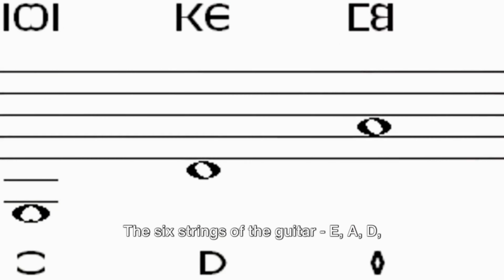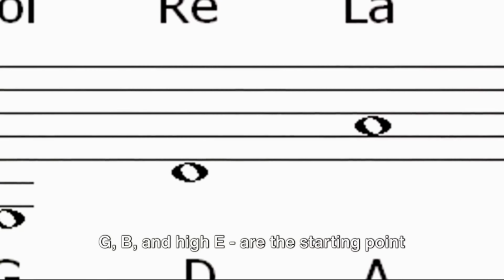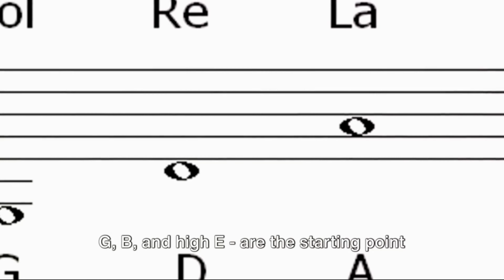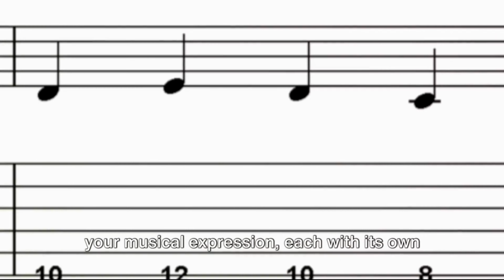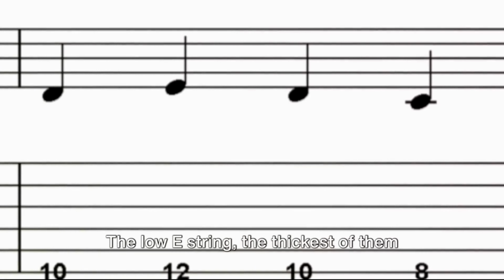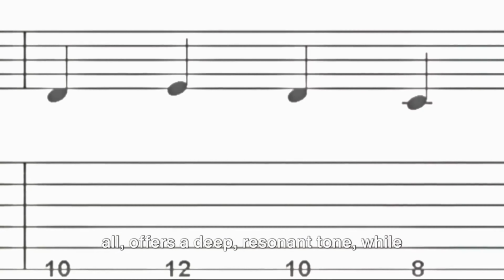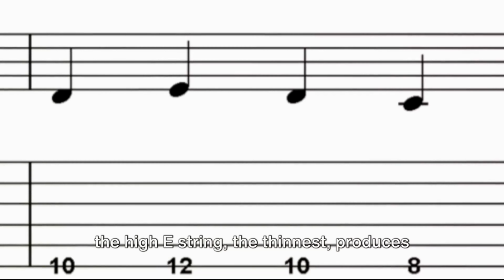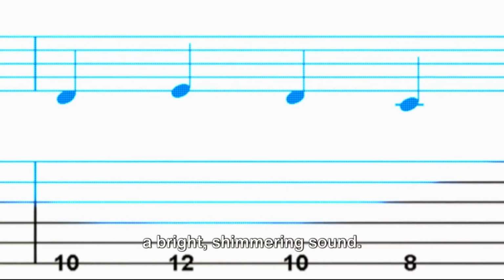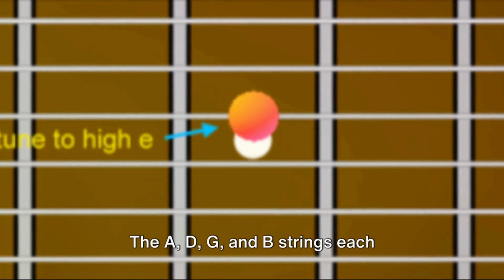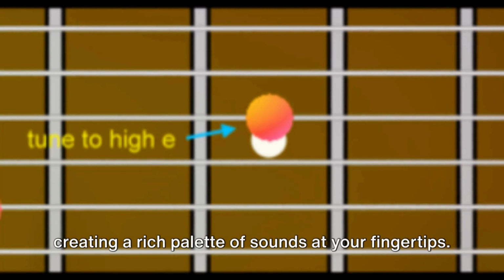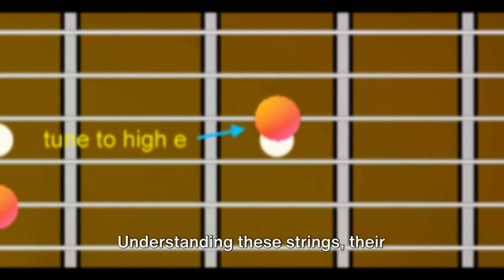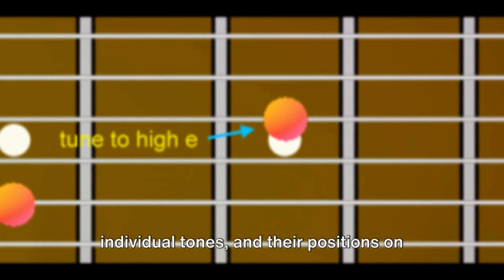Let's dive in. The six strings of the guitar, E, A, D, G, B, and high E, are the starting point of our journey. These open strings are the backbone of your musical expression, each with its own distinctive characteristics. The low E string, the thickest of them all, offers a deep, resonant tone, while the high E string, the thinnest, produces a bright, shimmering sound. The A, D, G, and B strings each contribute their unique tonal qualities, creating a rich palette of sounds at your fingertips.